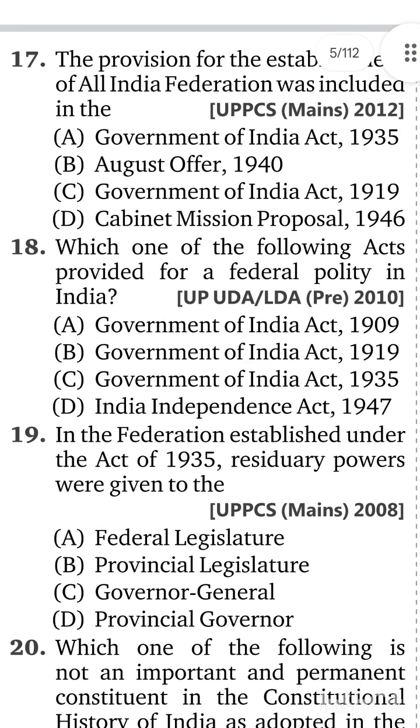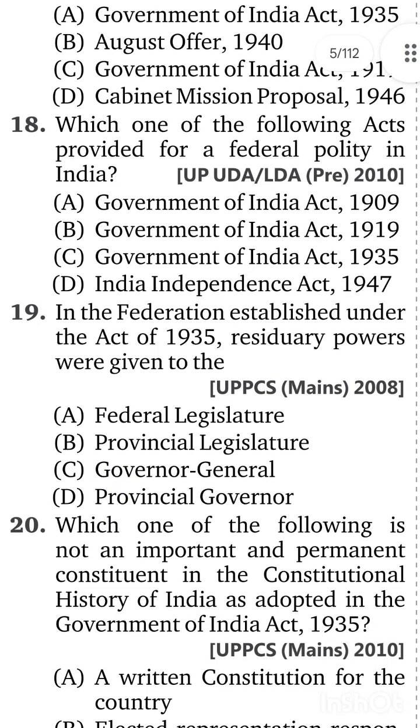Okay. Which one of the following acts provided for federal polity in India? Option is C, Government of India Act 1935. Everything is Government of India Act 1935. Okay, sorry, federal we had studied, no? Federal polity means Government of India Act 1935. Okay. In federation, 19th question. In federation established under the Act of 1935, residuary powers were given to? Option is C, Governor General.